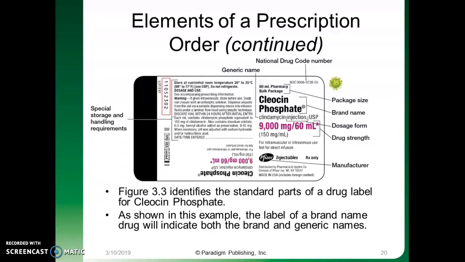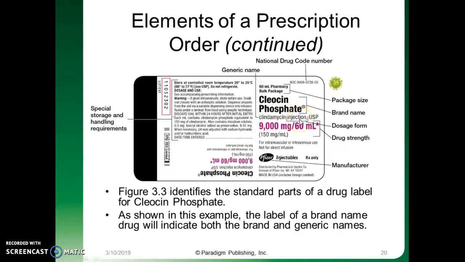So let's look at the elements of the label. You will have the packaging size. So in this label, you have 60 ml. You'll have the brand name. The brand name is usually in bold print: Cleocin Phosphate. And then you'll have the generic name. The generic name usually is in lowercase letters. Sometimes it's in parentheses. So clindamycin is the generic name.